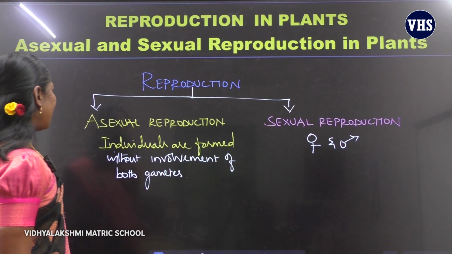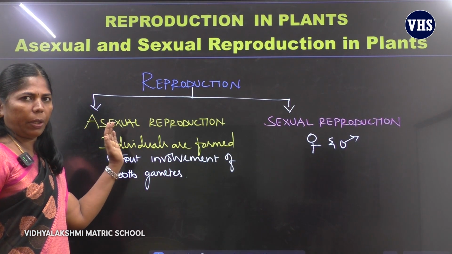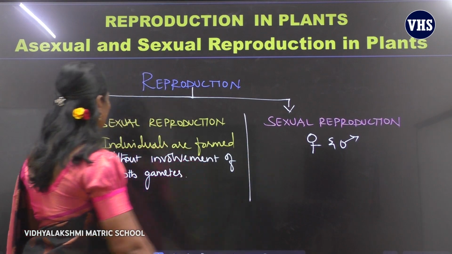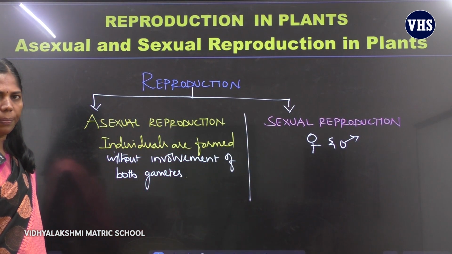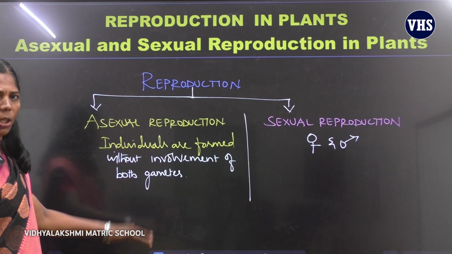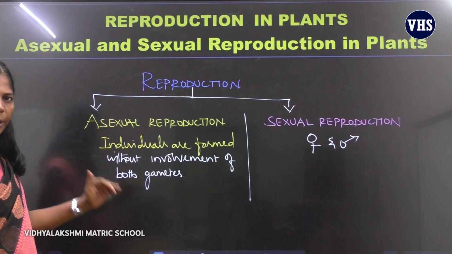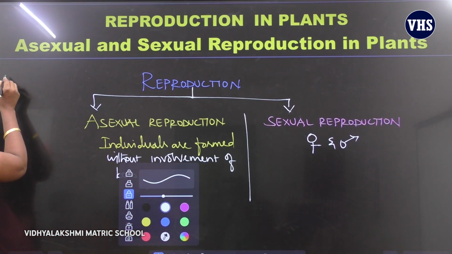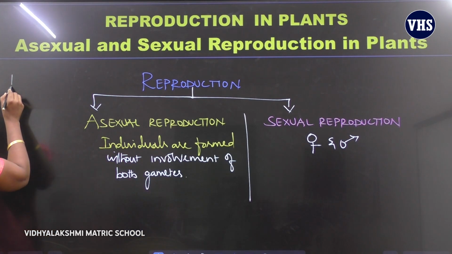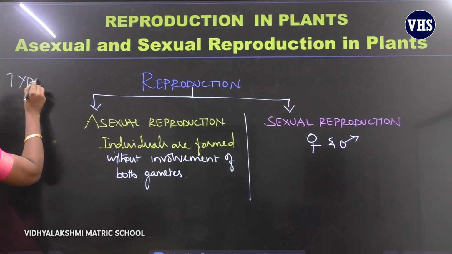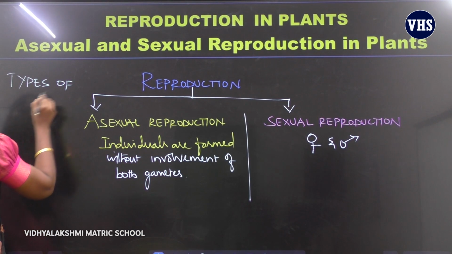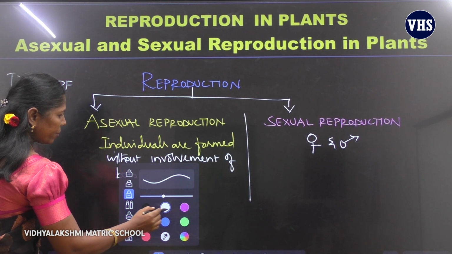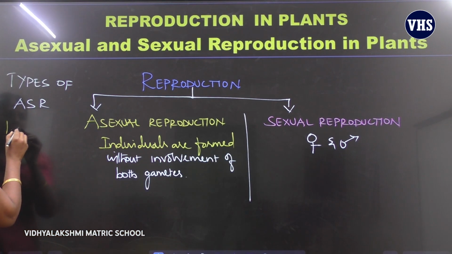So what are the types of asexual reproduction? Today we are going to see only this part. Asexual reproduction consists of so many types. So if you see what types there are, the types of asexual reproduction: what is the first one, that is conidia.